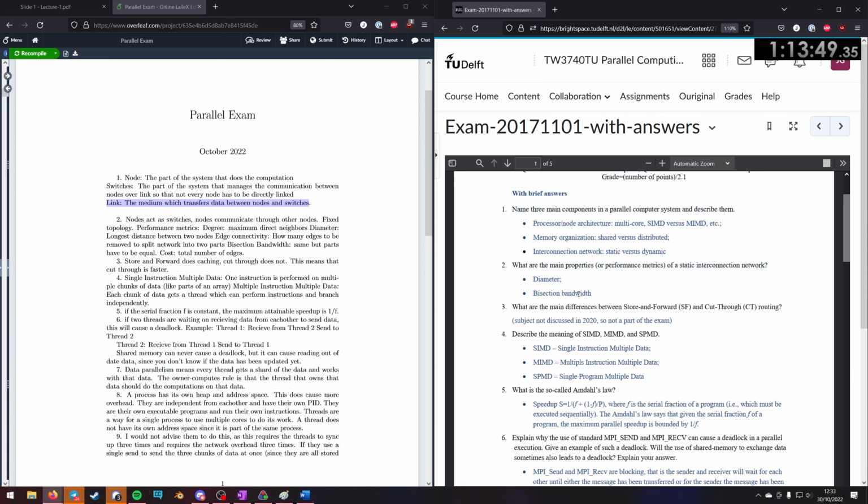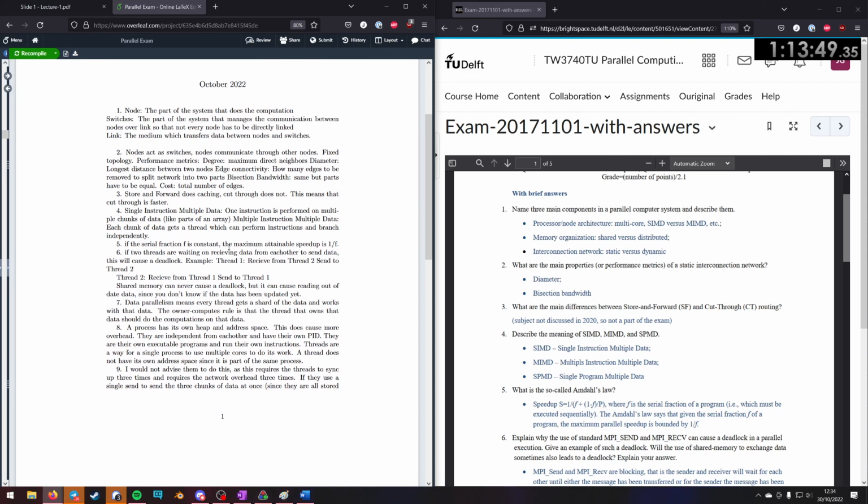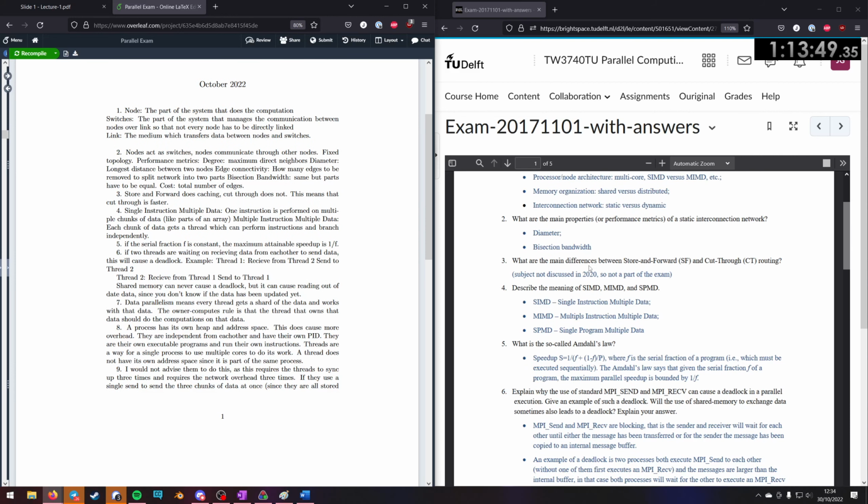What are the main properties? Diameter and the bisection bandwidth. That's not main properties, right? It's not like that's the performance metrics. But we did say, I think we named pretty much everything that was in the slide. So I named diameter and I named bisection bandwidth. What's the main difference between those two? Is it just not discussed, so not part of the exam? 3 dash. Well, that makes sense. I was like, I've not heard of that.